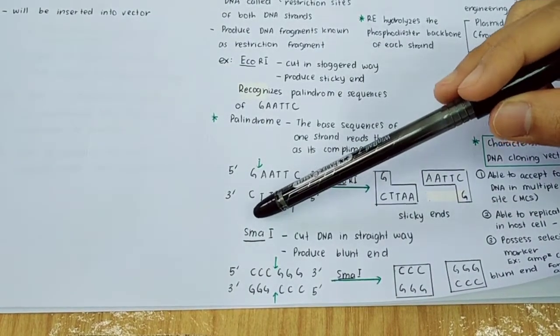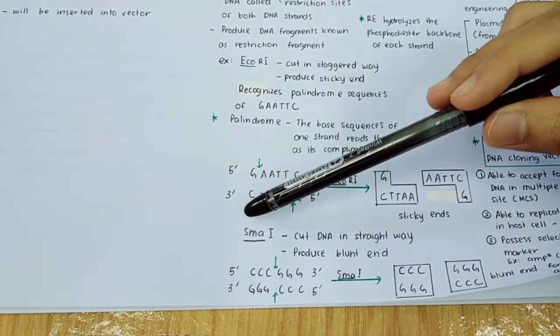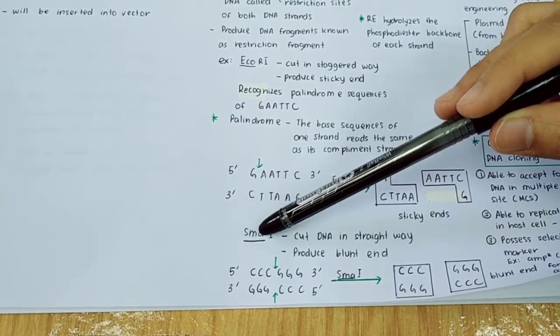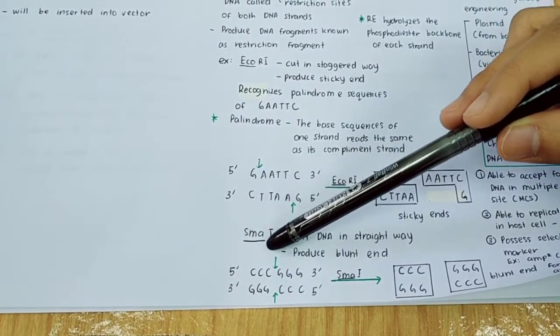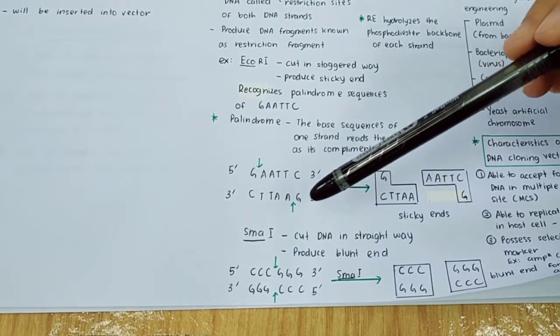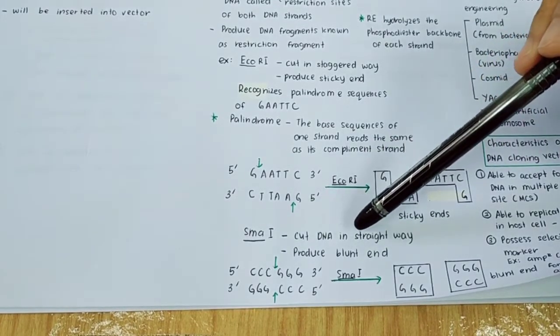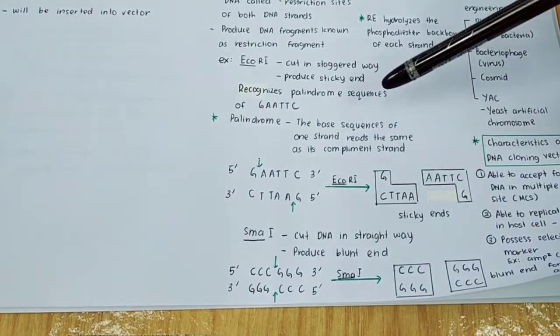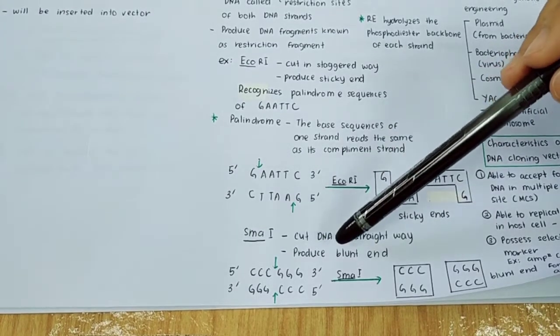Satu lagi example adalah SMA1. So, sama juga macam tadi. S must be in capital letter, MA, and then awak mesti kena gariskan. And then 1 mesti kena huruf Roman. Okay, so SMA1 will cut DNA in straight way. Maksudnya dia akan potong straight. And then it will produce blunt end.